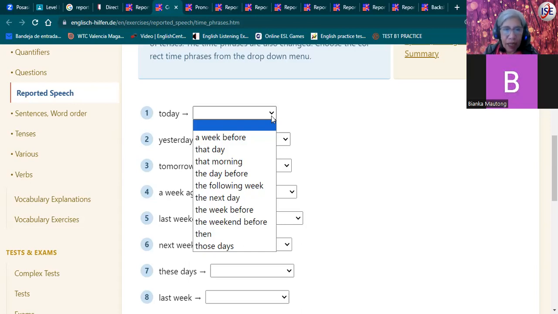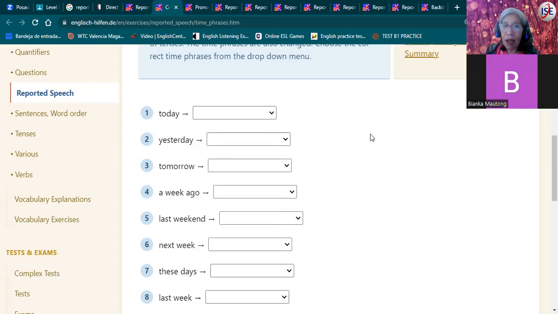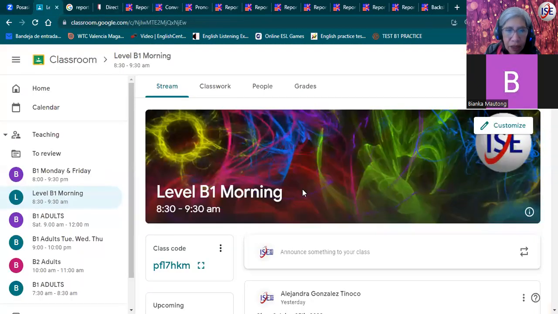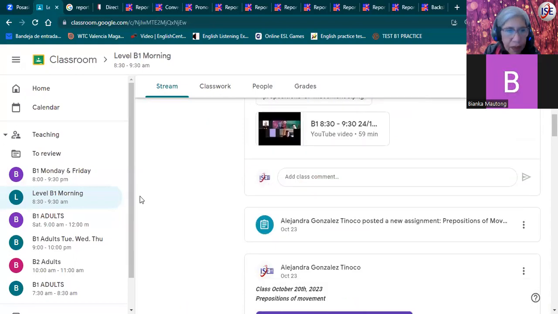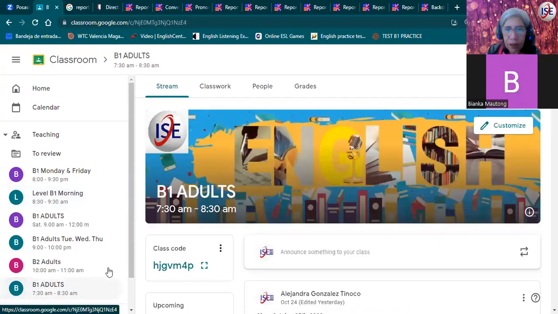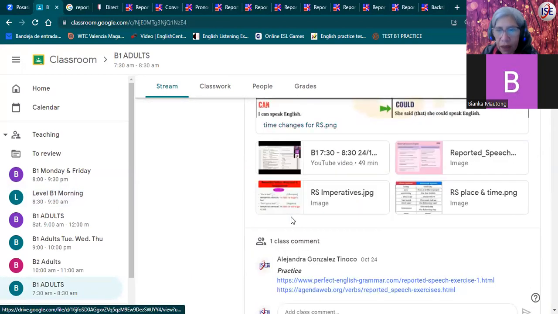A week before, that day, that morning, the night before, the following week, the next day, the week before, the weekend before, then or those days. I put in past, right? Now, remember, what we change in past are the verbs.